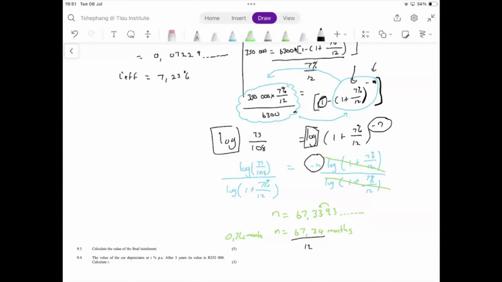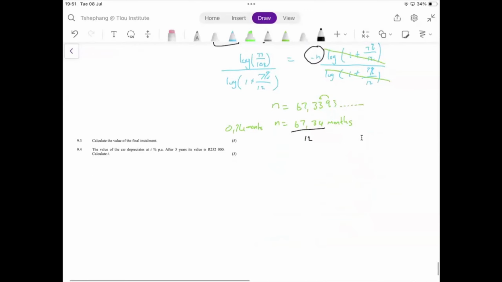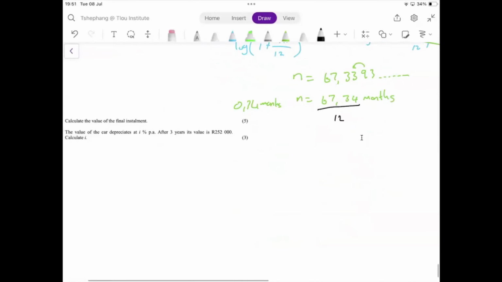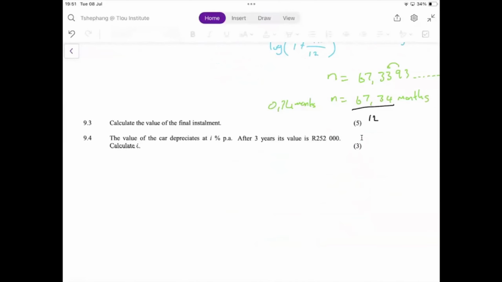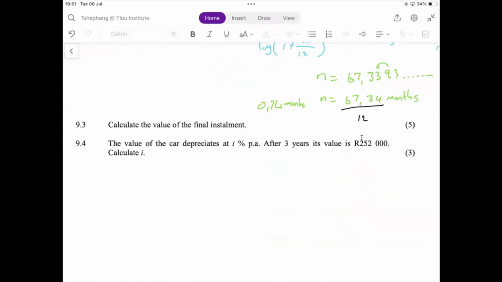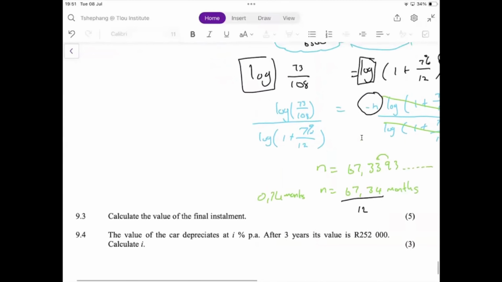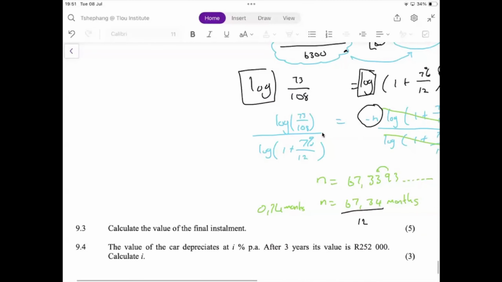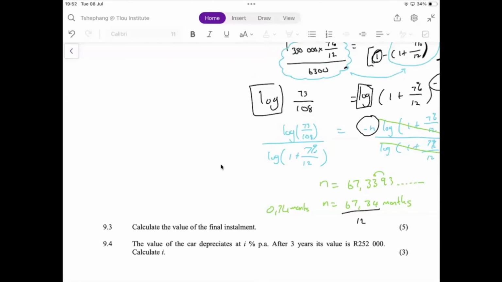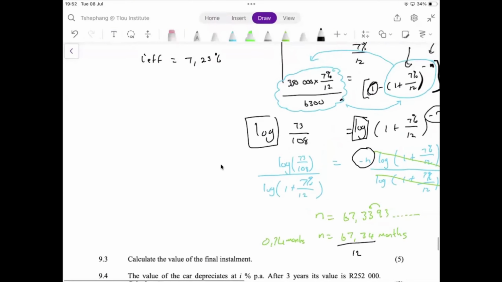Okay, we're all good there. Now, let's quickly move on to the next one, just for the sake of time. 9.3, calculate the final installment. See, that's where it comes in now. How much is going to be the final installment? It's for 5 marks, right? It shouldn't be that bad at all. I'm going to help you guys with the final installment.